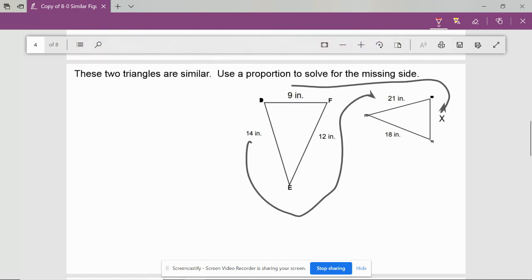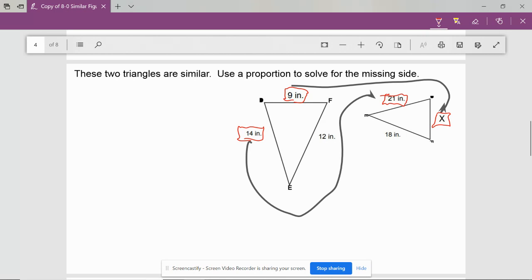Now, the shapes don't have to be set up in the same manner, so we have to make sure that we're paying attention to what side is proportional to what side. So if we look at this, we have an arrow that points to that and that. So those are the same sides. Those are the ones that we are going to look at, whether they're proportional or not. And that side is going to be the same as our unknown on this side. So if it says these two triangles are similar, use a proportion to solve for the missing side.